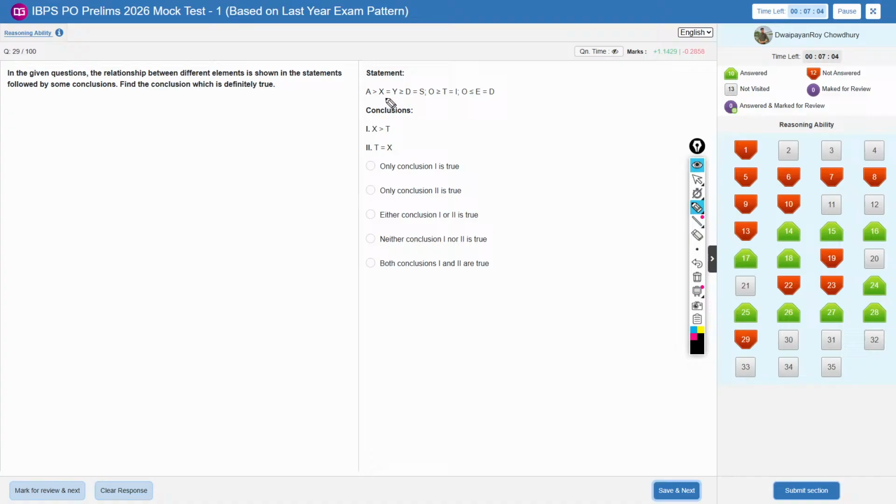Second one, X greater than T, X greater than D, okay. D greater than E, O greater than T, X greater than or equal to T, I guess. Either or condition.